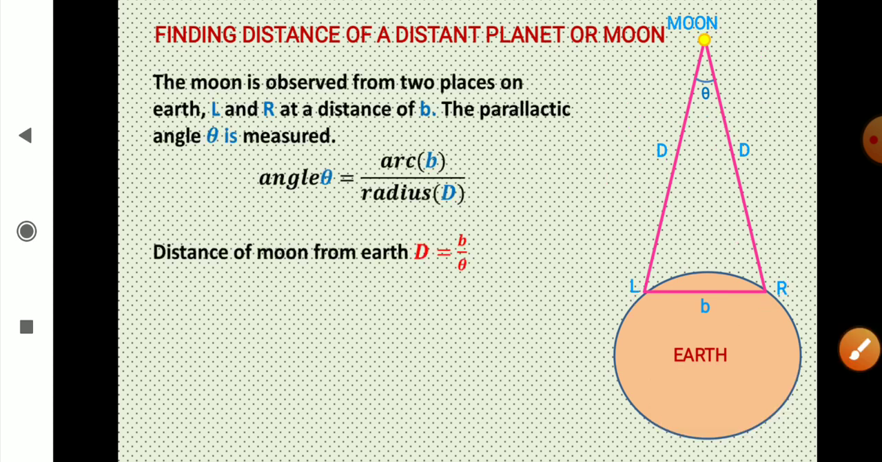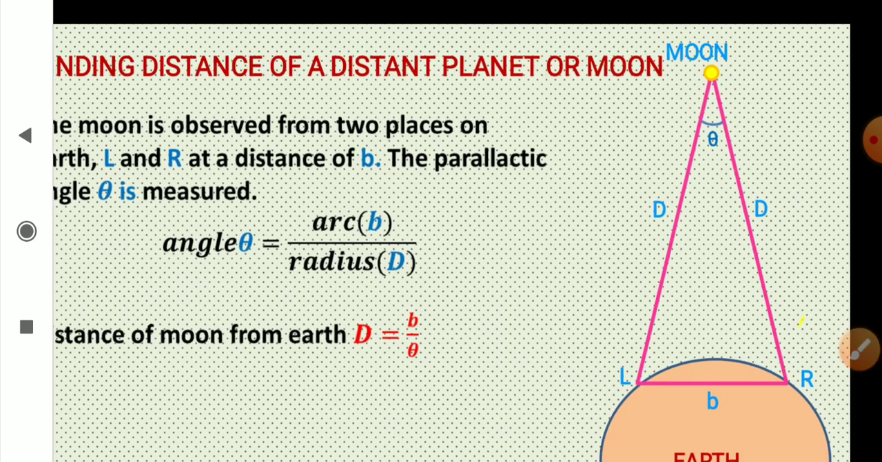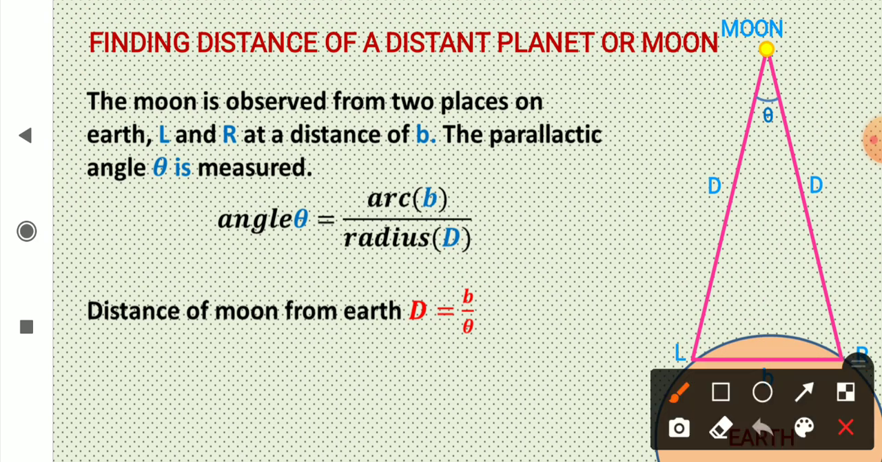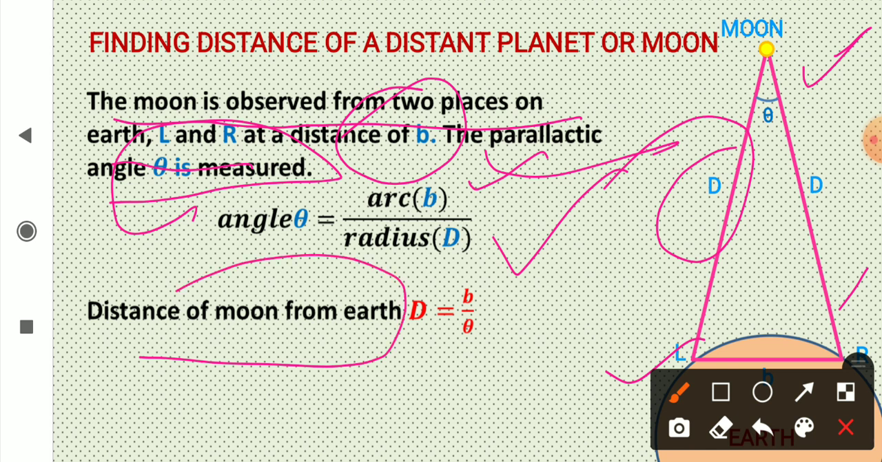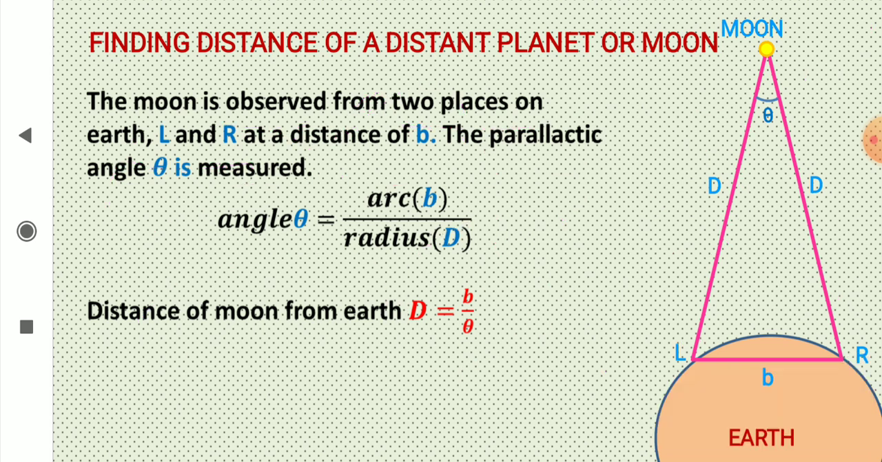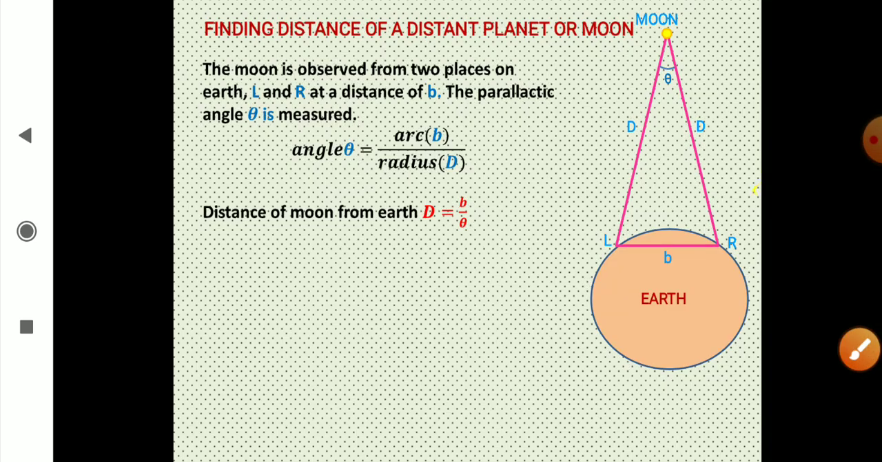So here the moon is observed from two places on Earth, L and R, at distance B. The parallactic angle theta is measured, and angle theta will be equal to arc B upon radius D, and this D is the distance of the moon. So distance of the moon will be equal to B upon theta. So using this relation, we can find out the distance of moon or any other planet.